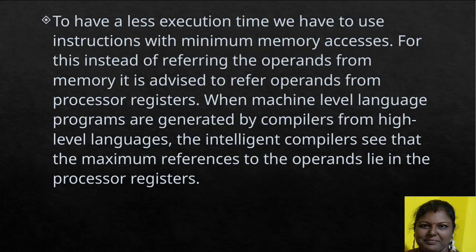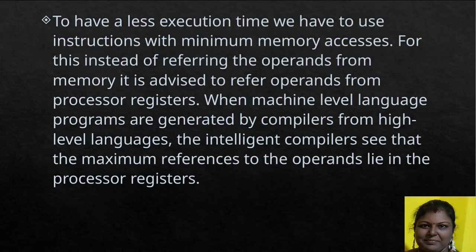Instead of fetching operands directly from memory, it's better to use processor registers. These registers are much faster to access. When compilers translate high-level code into machine language, they work smartly to keep most operand references in these registers. This reduces delays and makes programs run more efficiently. It's a simple shift that has a big impact on performance.